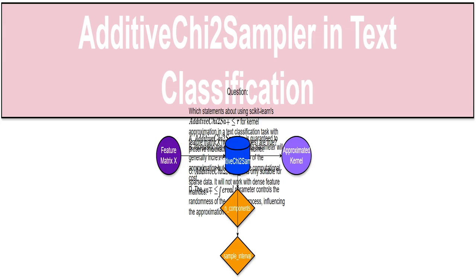I'm using AdditiveChi2Sampler to approximate a chi-squared kernel, a common technique in text classification where you're dealing with lots of words and documents.